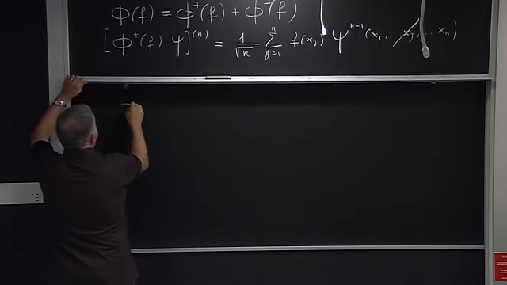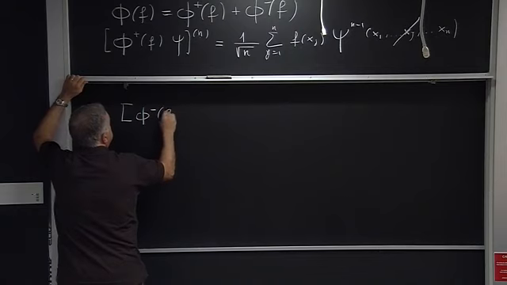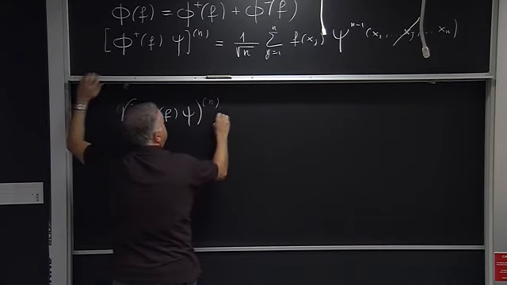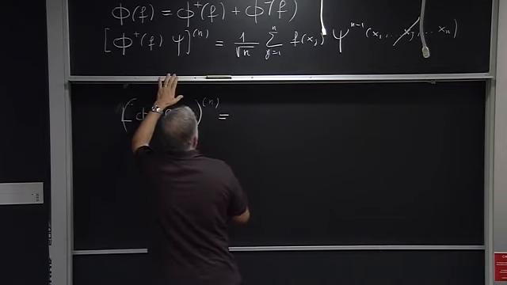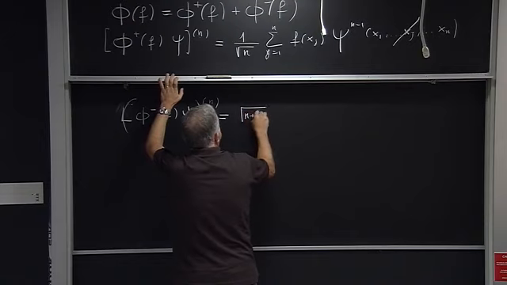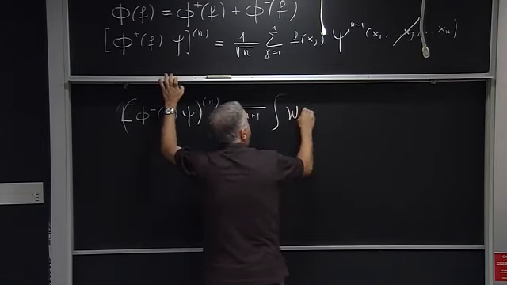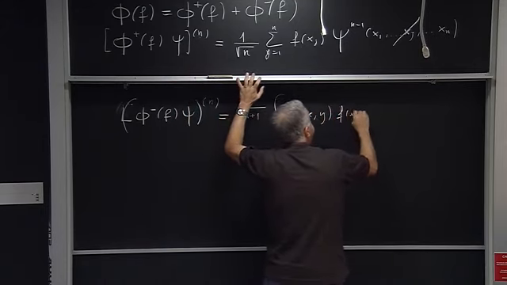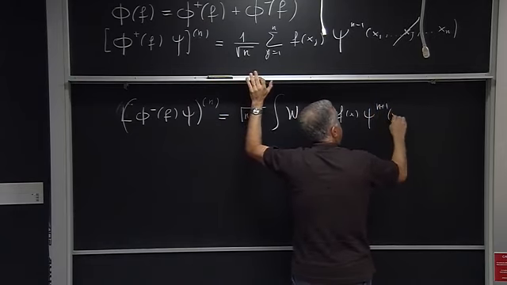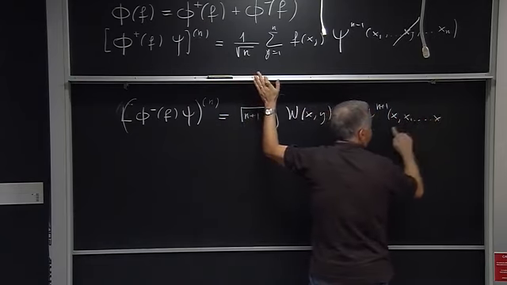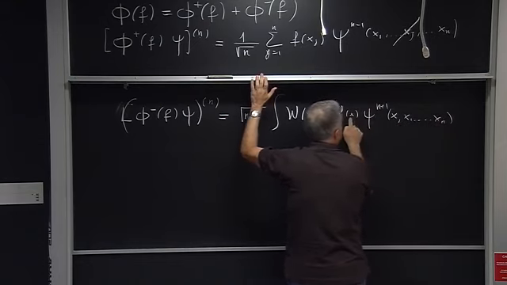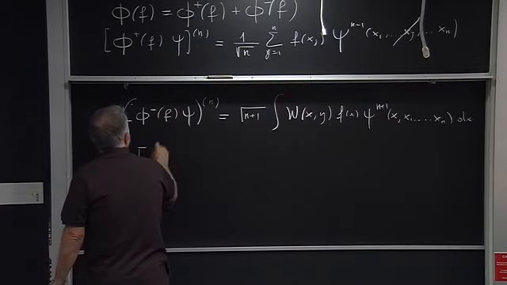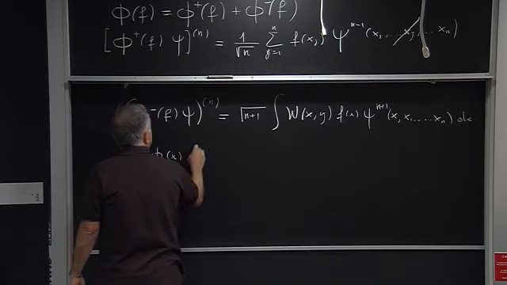And the destruction part, the n component is square root of n plus 1, the integral of w of x and y, f of x, psi_{n+1} of x, x_1. This function is totally symmetric. You integrate over the first point. And you can check that this field satisfies the right commutation rules in this Fock space.